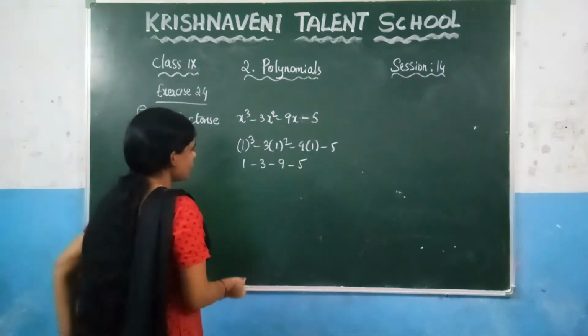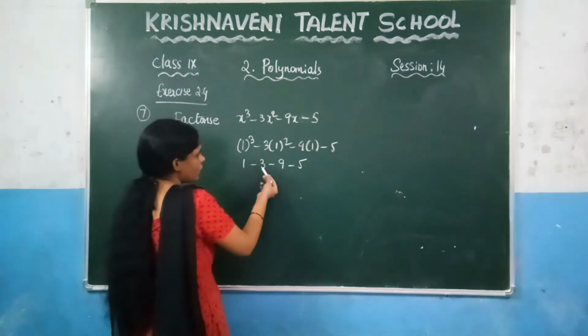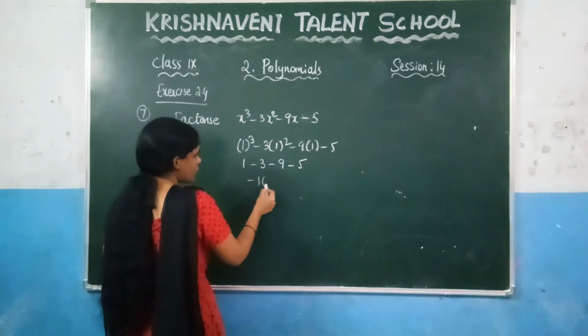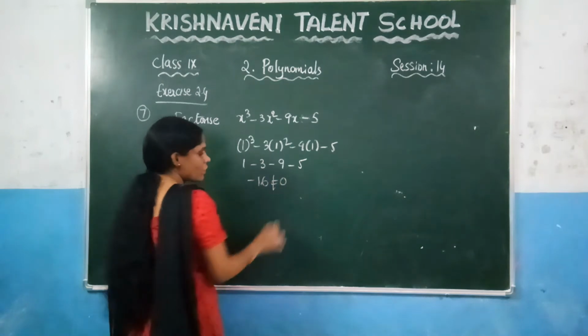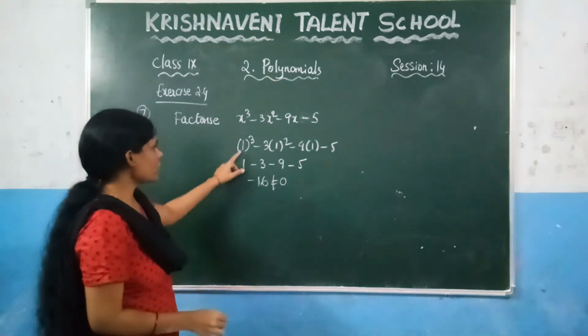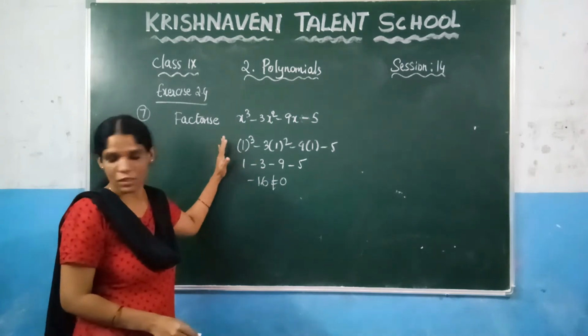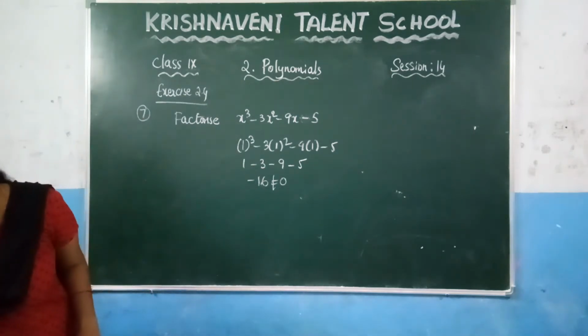Right? Here what you will get is 9, 10, 11, 12, plus 5, which is 17. 17 minus 1 here, which gives you 16. You know that this value is not equal to 0. So that means 1 is not a factor of this polynomial. That means x minus 1 is not a factor. Now check for the next number.